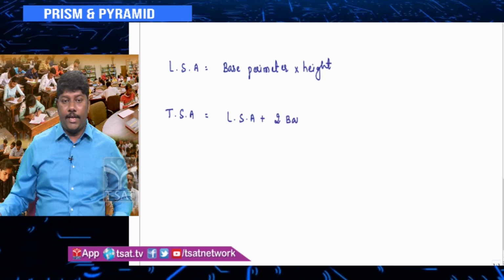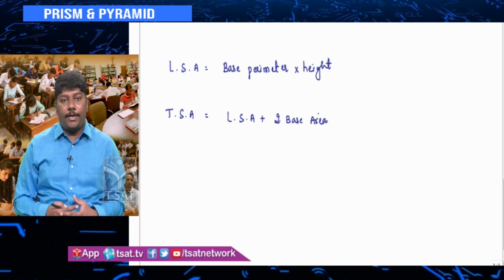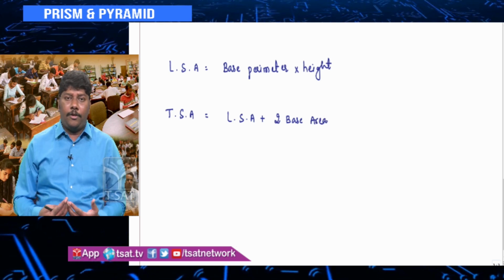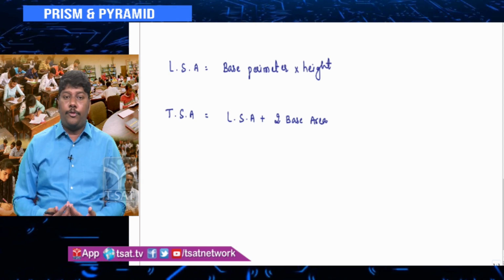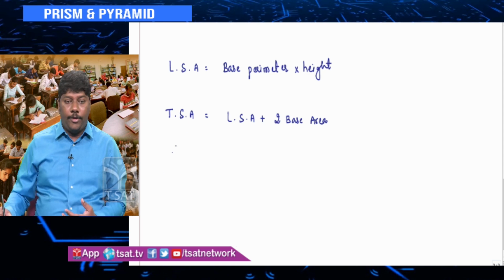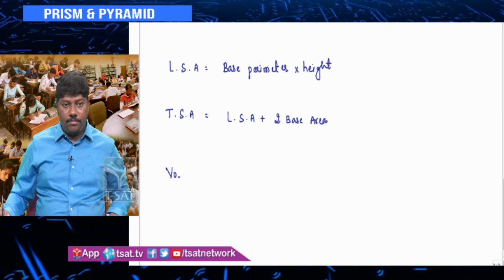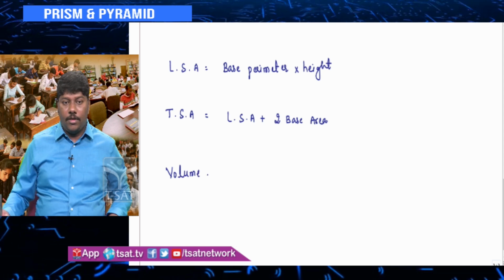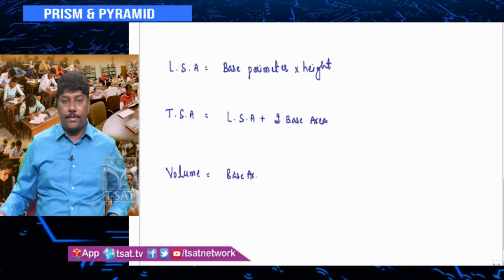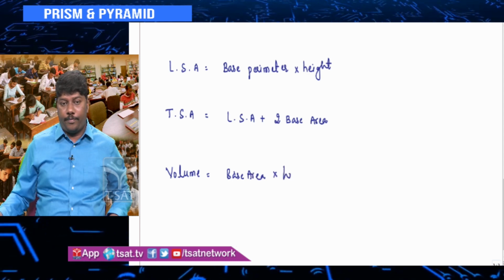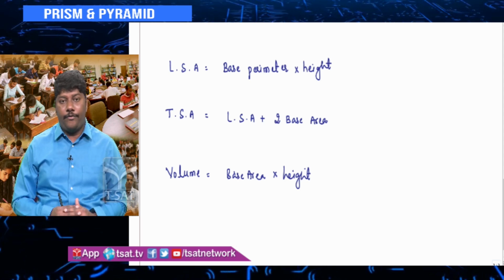What do you mean by this base area? If you take a triangular prism, you take two triangles, the area of two triangles. If you take a quadrilateral prism, the quadrilateral may be a parallelogram or a trapezium, or else it can be a square prism or anything. So you have to add two base areas. If you want to get the volume, simply take the base area and multiply it with height. So these are the three very important formulas of prism.